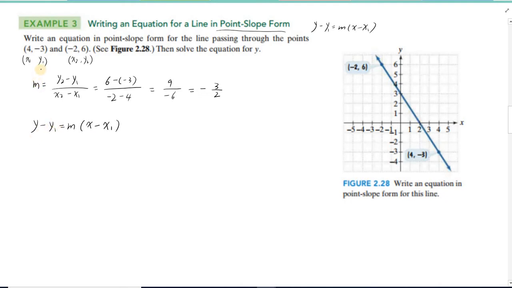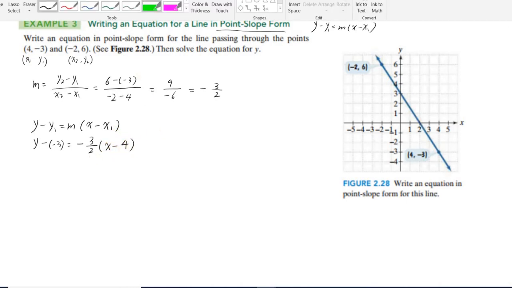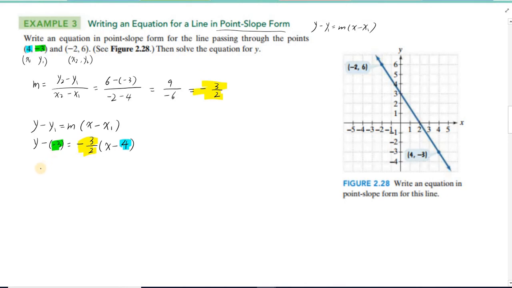So now we just have to do a substitution. So here we have y minus y1, that will be -3. And then my slope I just found right here, that will be -3 over 2 times x minus x1, that is 4. So that is how we plug in. Let me go ahead and highlight it. So now we're going to simplify it. So we're going to have y plus 3 equals negative 3 over 2 times x minus 4. That is our first part of the question, write the equation.